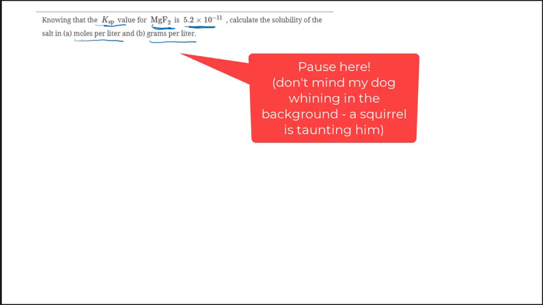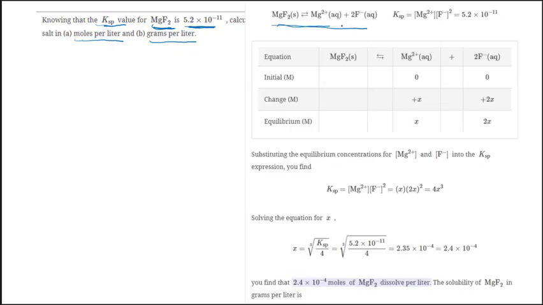Let's look at another example. Knowing that the KSP value for magnesium fluoride is 5.2 times 10 to the negative 11, calculate the solubility of the salt in moles per liter and in grams per liter. Let's write out our equilibrium expression and our KSP expression. Then I'm going to make my ice table. We obviously know that solids don't participate in the ice table, but I know that I started with a solid initial reactant and that initially I had no ions.